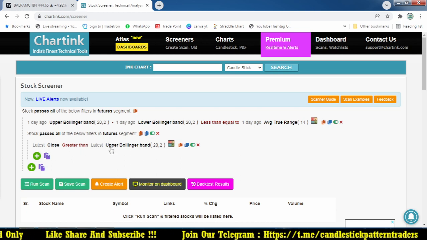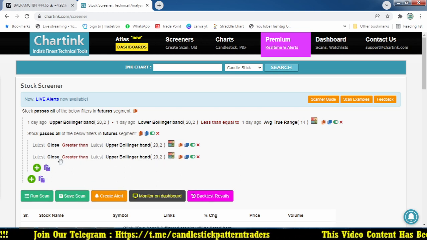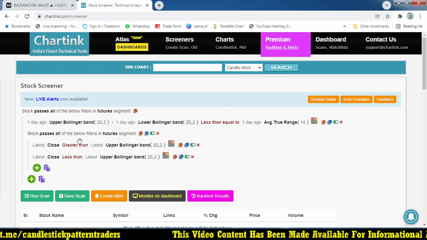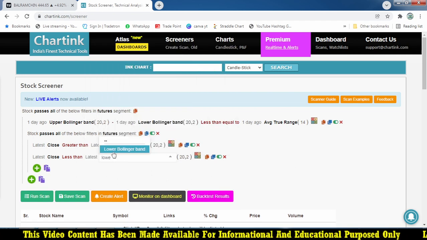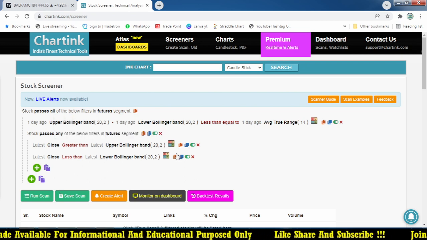Bollinger Band greater than upper Bollinger Band. So still clear. And we copy the same. And the latest close is less than lower Bollinger Band. The code is very simple. This is what the code. So here we are going to use the stock process or any of this condition.